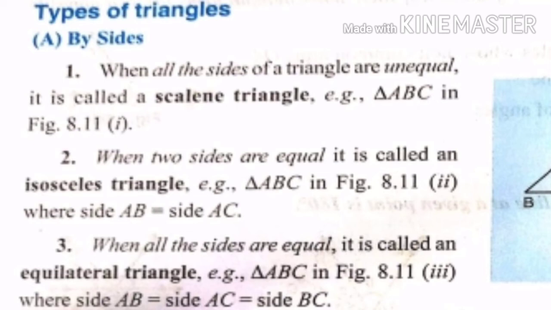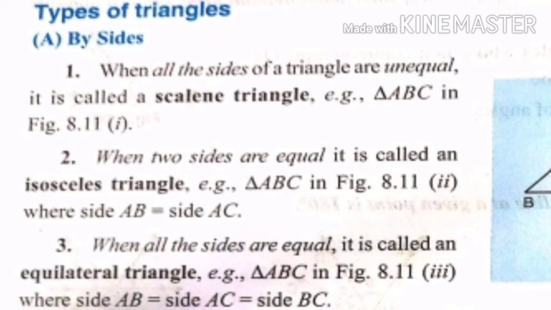Means when in a triangle, three of the sides are different, then you can say it is a scalene triangle. Second is isosceles triangle. In isosceles triangle, two sides are equal. Then we can say it is isosceles triangle. Two sides of triangle are equal.